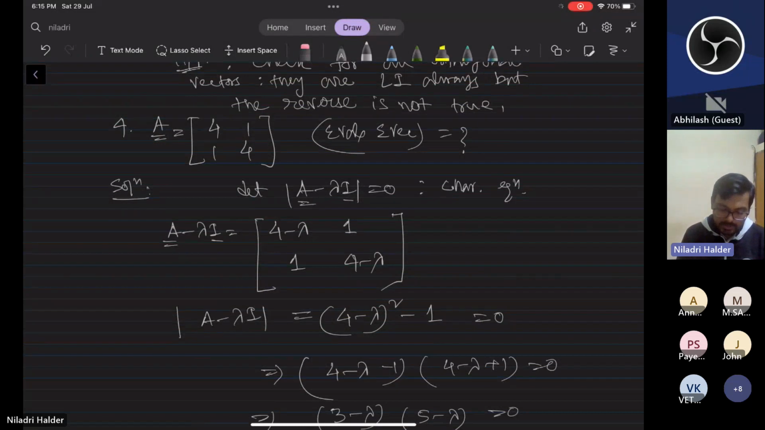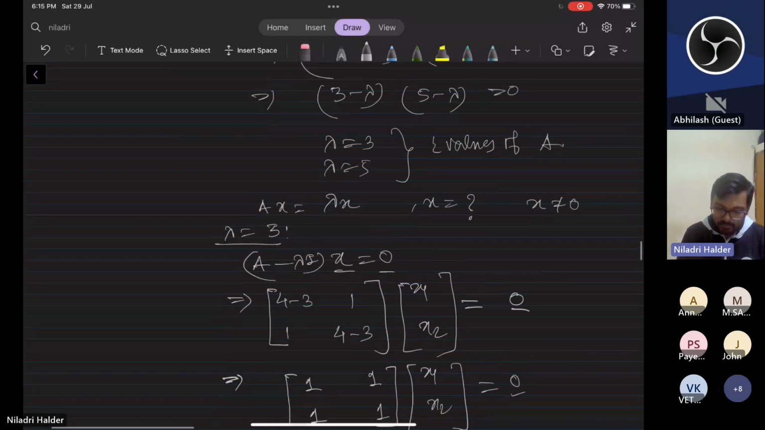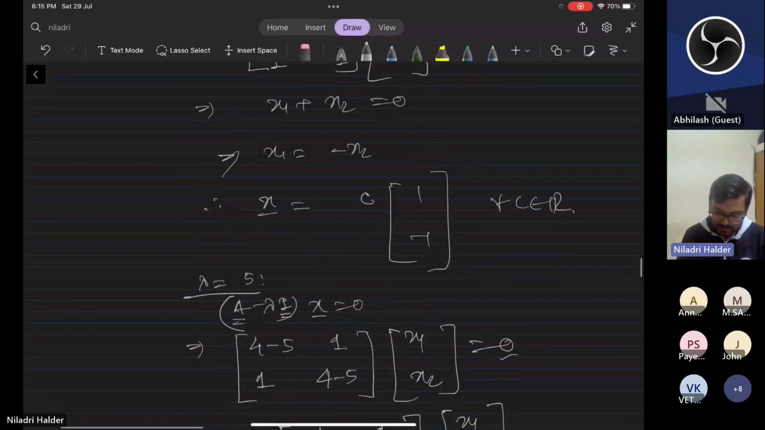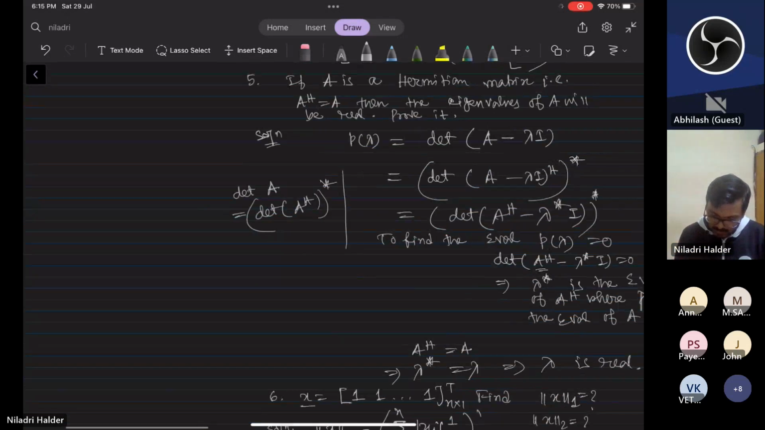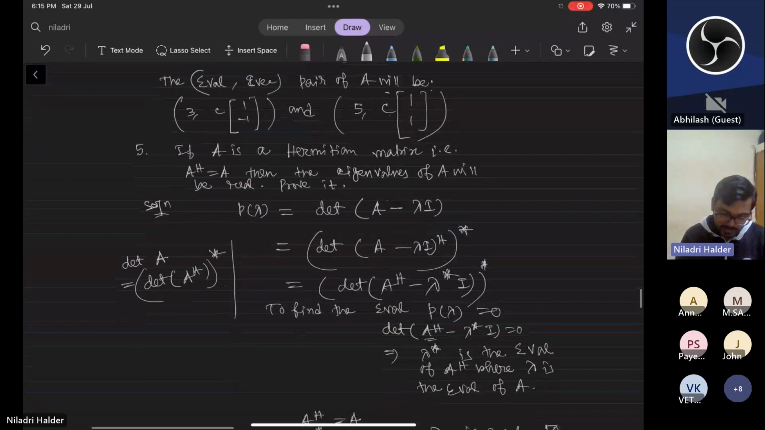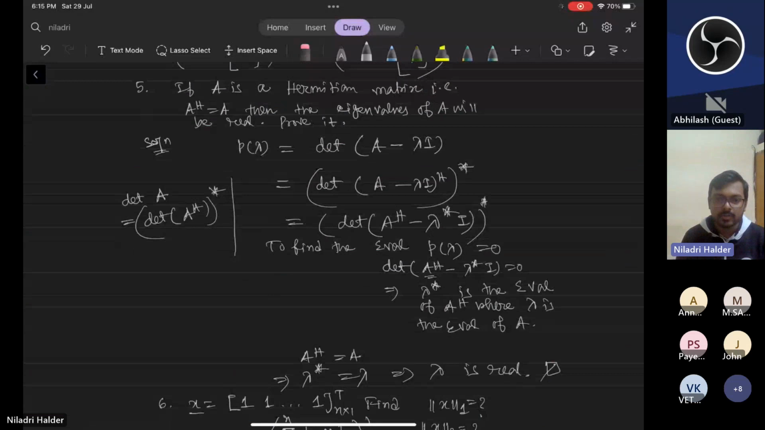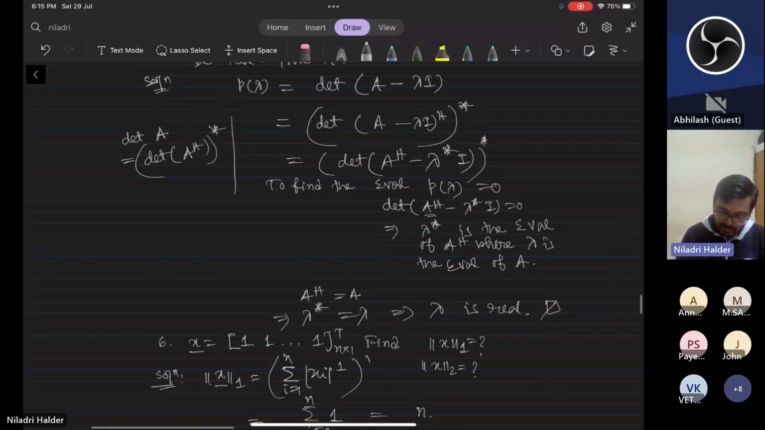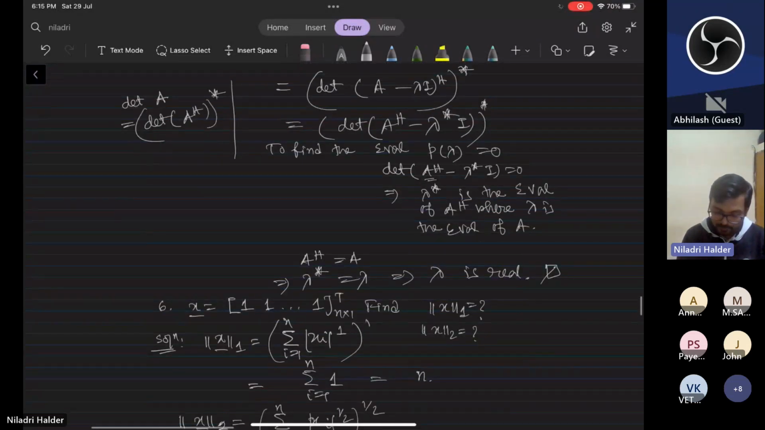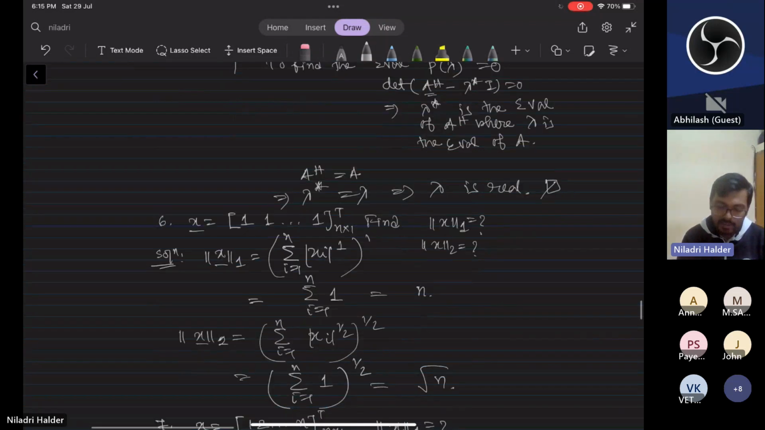And the fourth question: I gave one matrix, and asked what the eigenvalues and eigenvectors of that matrix should be. So there is a process to find the eigenvalues and eigenvectors. And then the fifth question: if A is a Hermitian matrix, that is, A Hermitian equals A, then all the eigenvalues should be real. That proof I have also given. At first, I proved that the eigenvalue of a Hermitian matrix is the conjugate of the eigenvalue of that matrix.